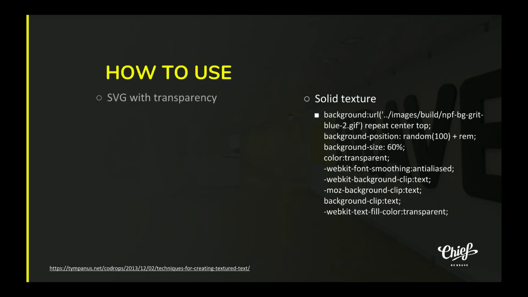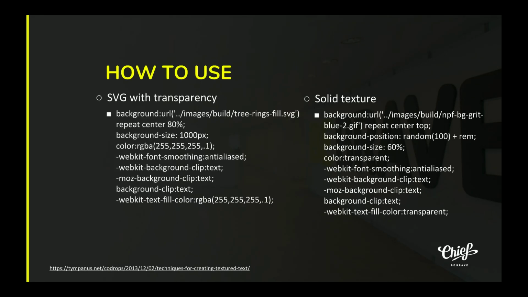So the way that you actually do this is with all of these wonderful vendor prefix options here, but it's basically background clip, and then I set my background color and size. But you can see here that I set the color of the text to be transparent, and then you also have to set your text fill color for WebKit to be transparent. That's one of those tricky items that will get you.